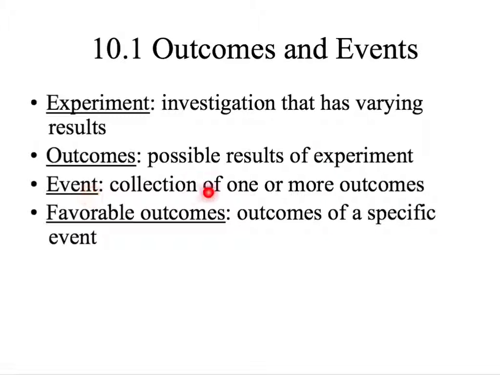The event is a collection of one or more of the outcomes. If I repeatedly flip that coin, obviously I'm not going to get heads every time, I'm not going to get tails every time. Favorable outcomes is the outcome of a specific event. Let's say I want to flip a coin and get heads. Obviously, I'm trying to count how many times I get heads. That would be favorable outcomes of that event.